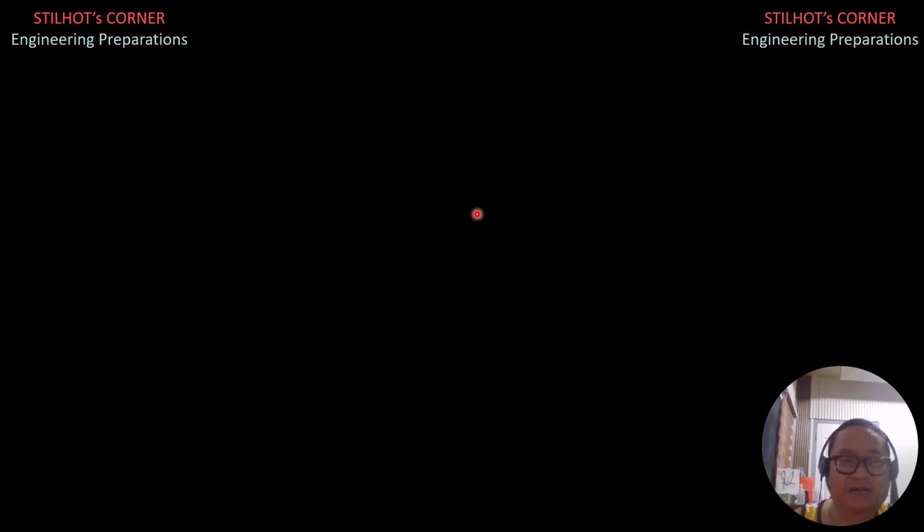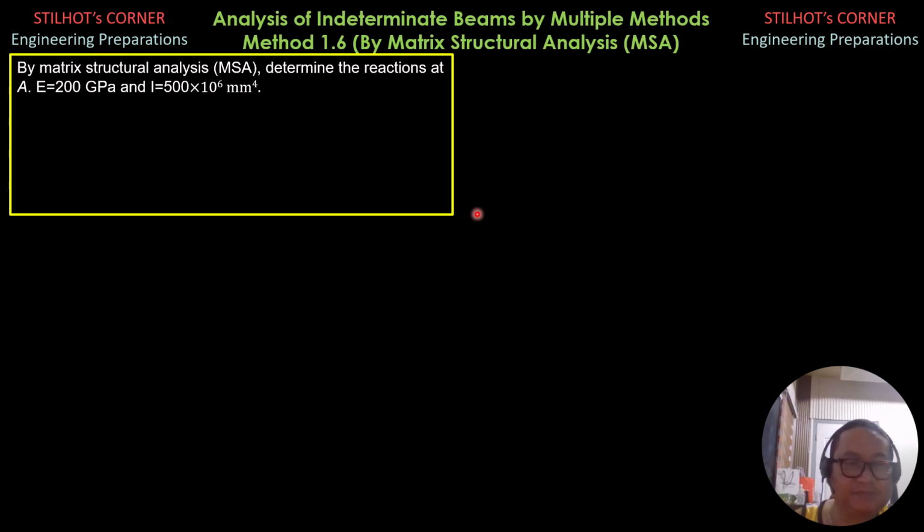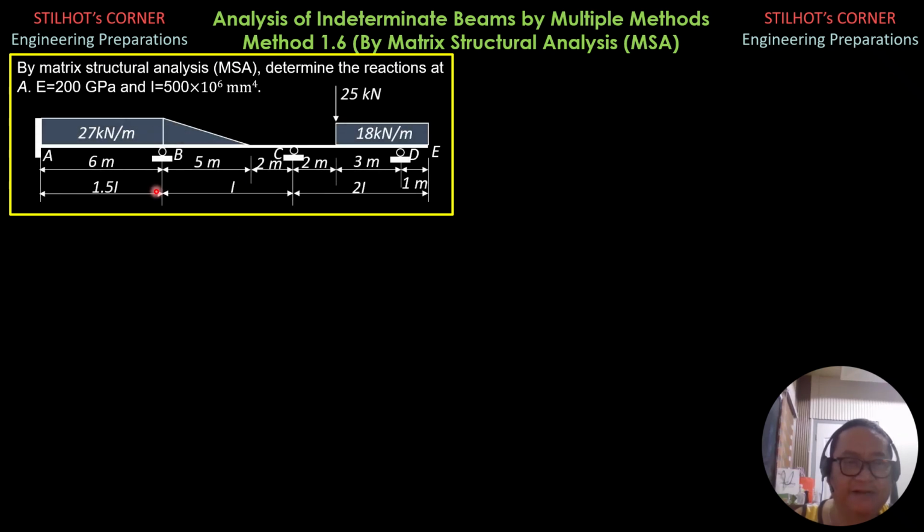So here is the original problem. By matrix structural analysis, determine the reactions at A. EI is constant, but I is different for each segment of the beam.